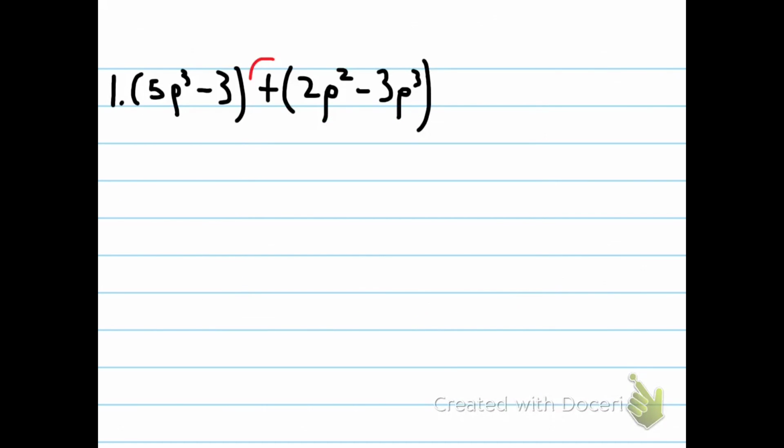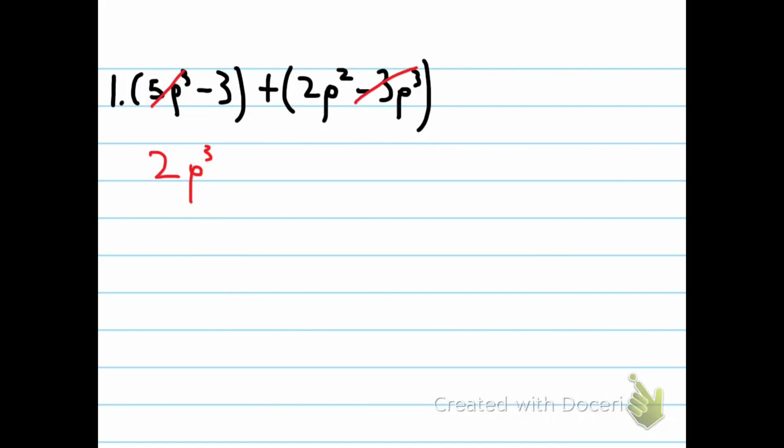So this is an adding polynomial problem because there's a plus sign. Remember, when combining like terms, you have to have the same variable and the same exponent. So this number and this number have the same variable and exponent, so I'm going to combine these two numbers. 5 minus 3 is 2p cubed. And usually I like to just cross out the number so I know I've used it.